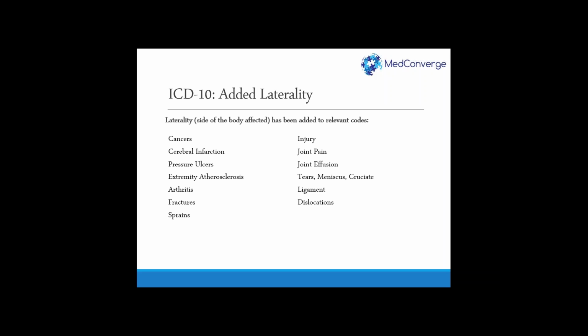Okay, added laterality. This is simple enough. Anytime there is a condition that involves a specific side, laterality of the body, you just need to include that. Cancer, so if it's, for example, breast cancer, you need to mention which quadrant it is. Is it the upper right quadrant, upper, lower quadrant, where it is. Same thing with cerebral infarctions, pressure ulcers, arthritis, injury, dislocation. So anything, whether it's left or right or upper quadrant, lower quadrant, you need to mention all of those things. And these are some of the areas where laterality applies. Okay.